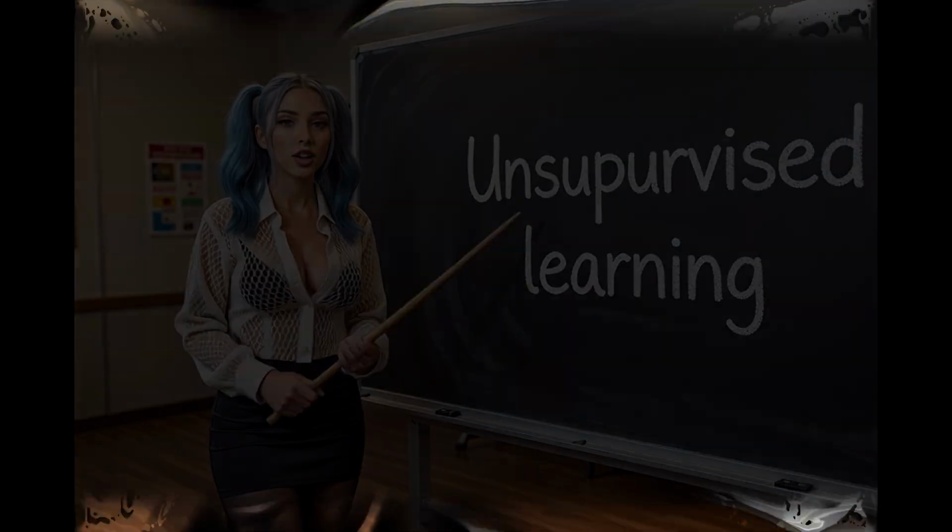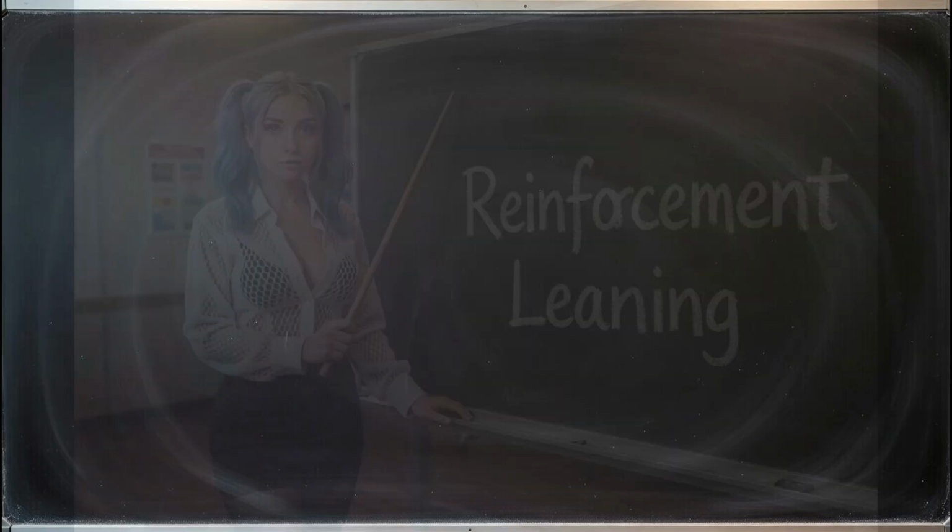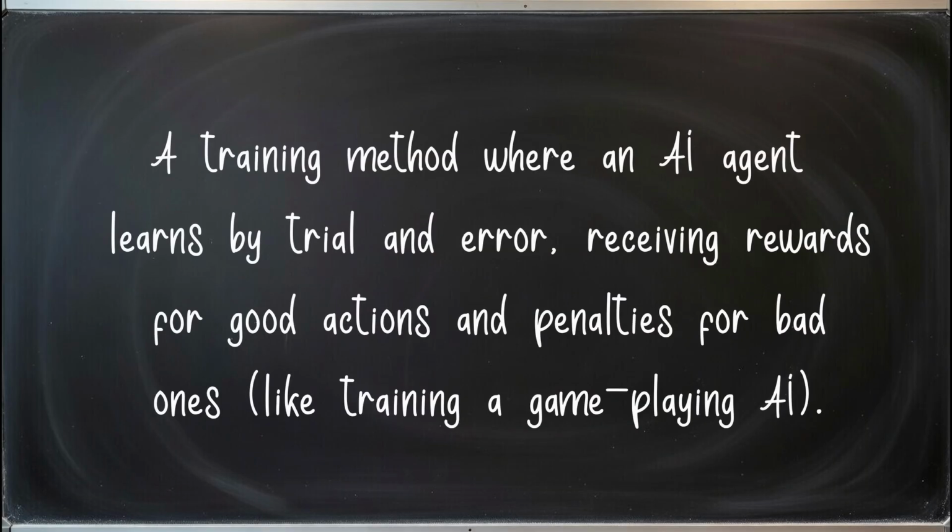Unsupervised learning. Machine learning where the model finds hidden patterns or groupings in unlabeled data, such as clustering similar customers without any prior categories. Reinforcement learning. A training method where an AI agent learns by trial and error, receiving rewards for good actions and penalties for bad ones, like training a game-playing AI.